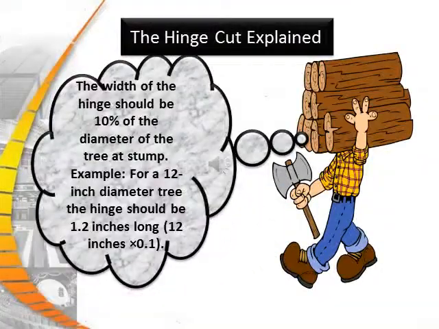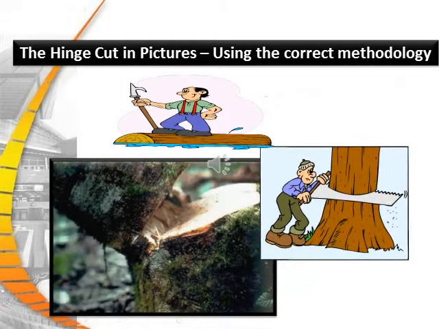The width of the hinge should be 10% of the diameter of the tree stump. For example, on a 12-inch diameter tree, the hinge should be 1.2 inches wide: 12 inches times 0.1. The hinge on a tree with no side lean should be perpendicular to the rest of the tree. Here we can see some examples of the hinge cut in pictures using the correct methodology.